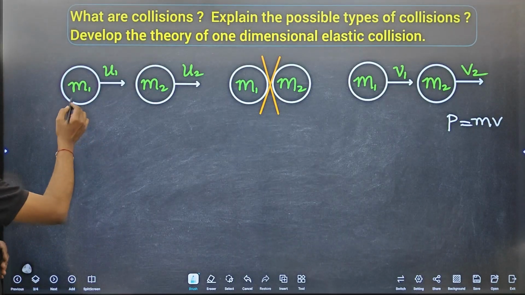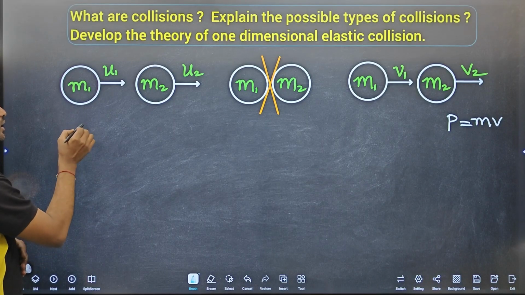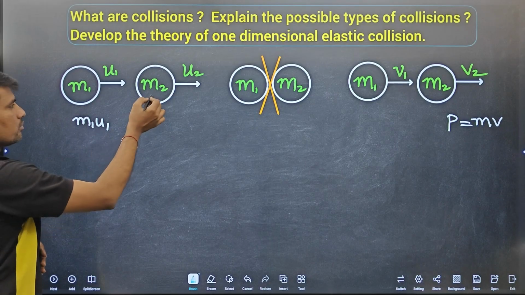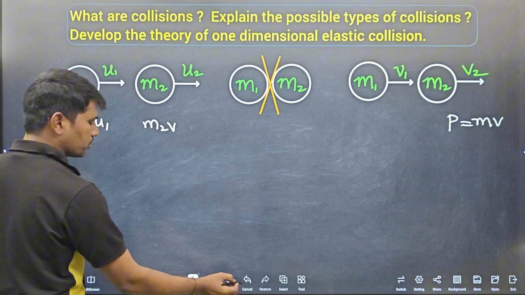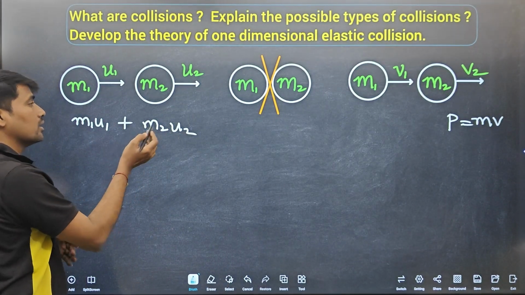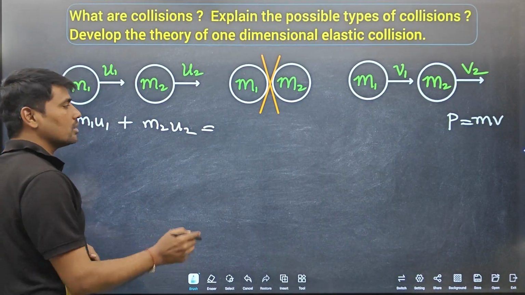Next, here initial velocity u1, mass m1. The momentum of the first body before collision is m1 u1. Next, momentum of the second body before collision, m2 u2. Sorry, here m2 and u2, and the momentum before collision is equal to momentum after collision.